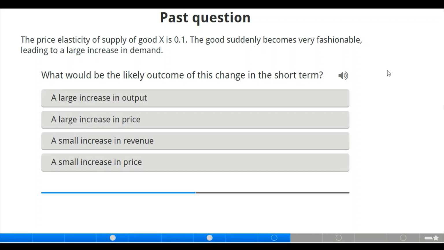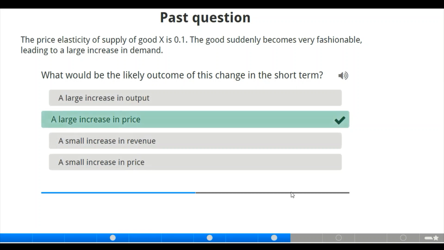According to the law of supply, which says the higher the price, the higher the quantity supplied. If a good suddenly becomes very fashionable, of course the demand will be high. Now the price of the good is supposed to be high at the same time. Now let us check the options. We have a large increase in output. No. A large increase in price, of course, is supposed to be the answer, but let's check. A small increase in revenue. No. A small increase in price. No. A large increase in price.